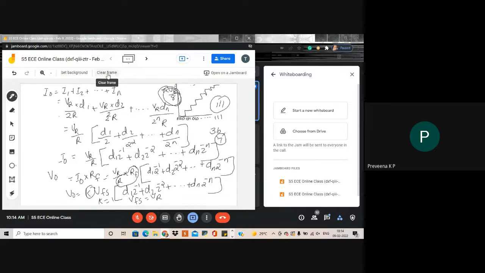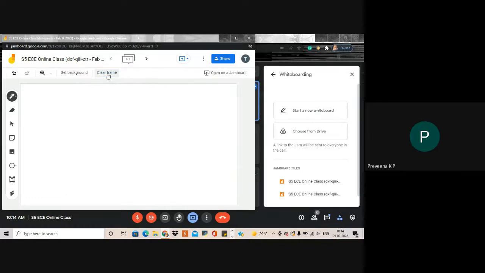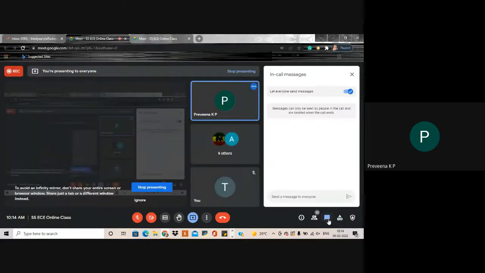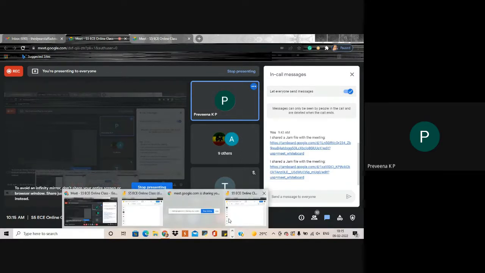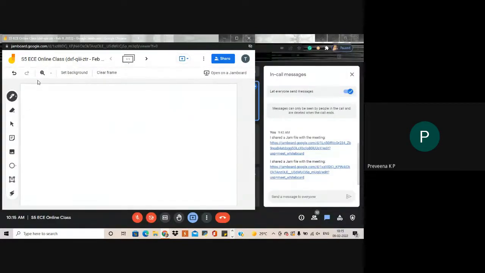Okay, so next is some specifications of DAC. So you can write DAC specifications. Once you are going to buy a DAC, you need to know all these values.